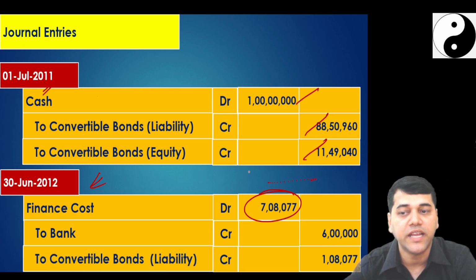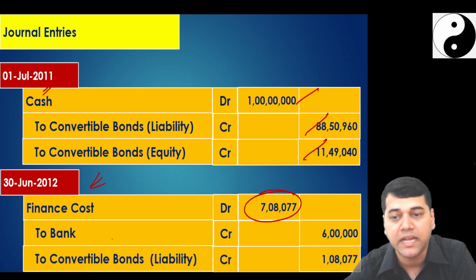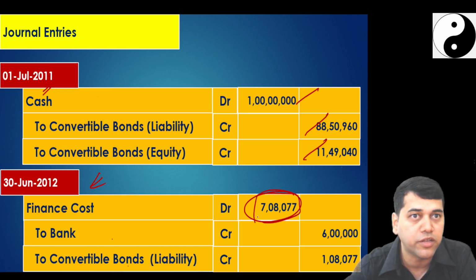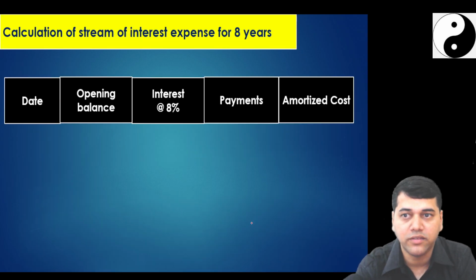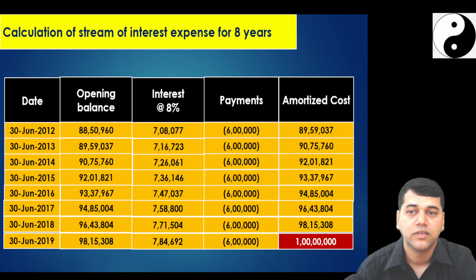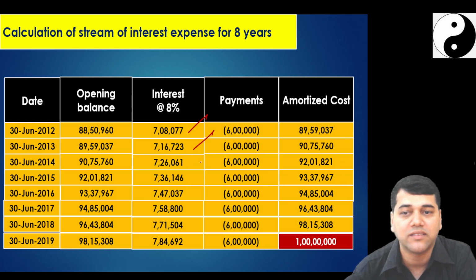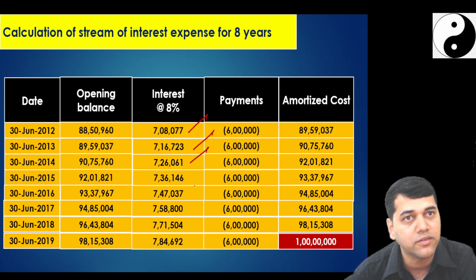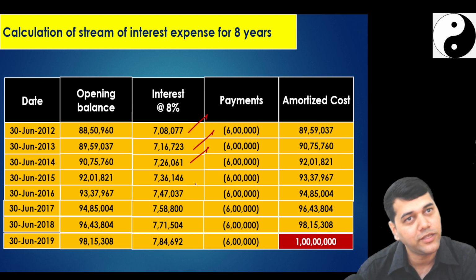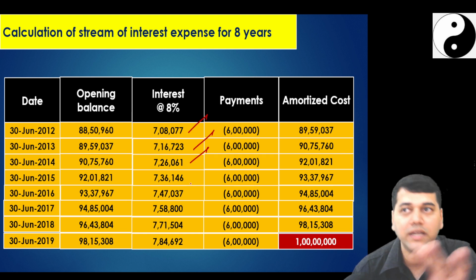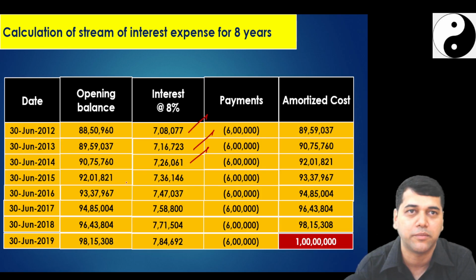And you say the first entry will be finance cost account debit, bank to convert. Did you have this number in your amortization schedule? You have prepared a stream of expenses, no? This is the stream of expenses: 7 lakh 8,000, 7 lakh 16,000, 7 lakh 26,000. Did you prepare this stream of expenses? Oh, you took there only 9 months, huh? No. Now I will tell you.